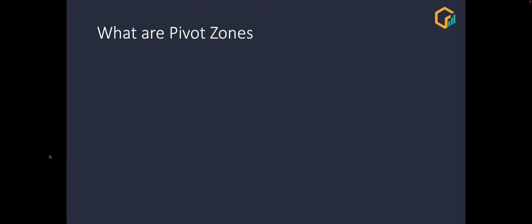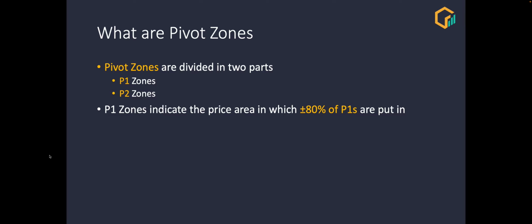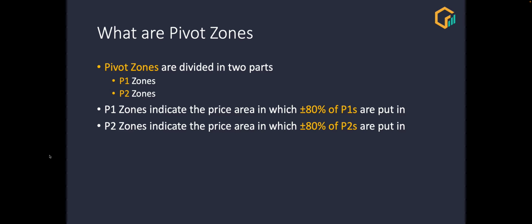Well, you can maybe already guess it. We have talked about the concept of P1 and P2, the first pivot and the second pivot. And the pivot zones are divided into two parts. You can already guess it. It is P1 zones and P2 zones. So what are they? The P1 zones indicate the price area in which more or less 80% of P1s are put in. And then P2 zones indicate the price area in which more or less 80% of P2s are put in.